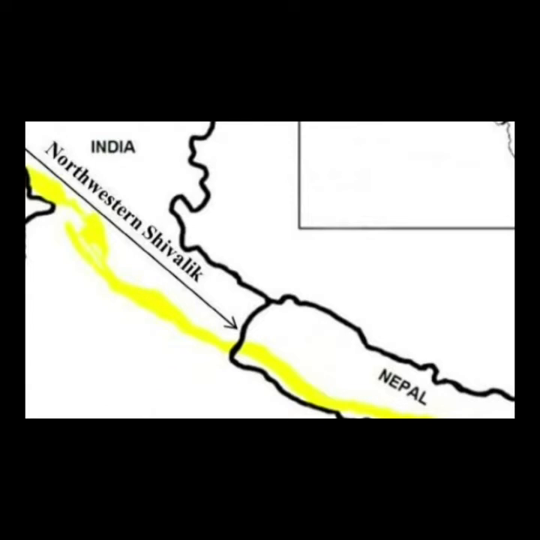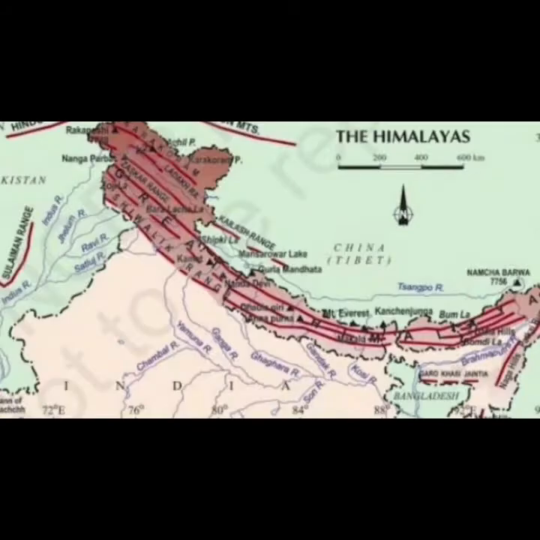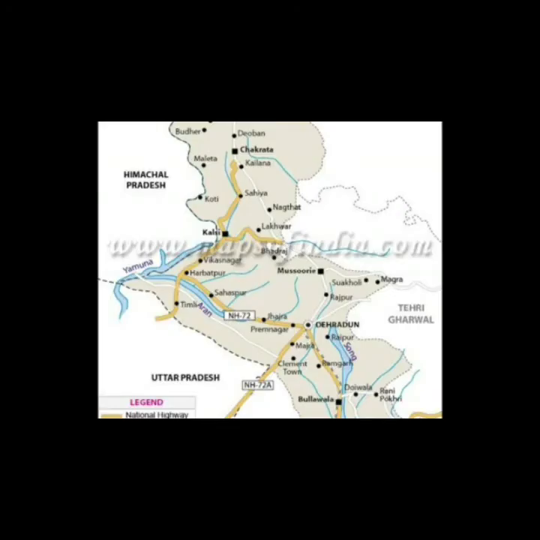These valleys are covered with thick gravel and alluvium. The longitudinal valleys lying between the Lesser Himalaya and Shivaliks are known as Duns. Dehradun, Kotli Dun and Patli Dun are some of the well-known Duns.